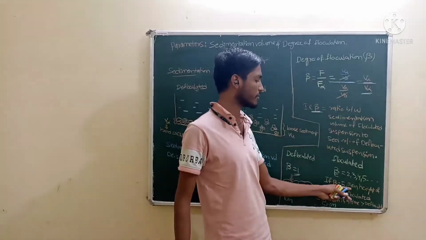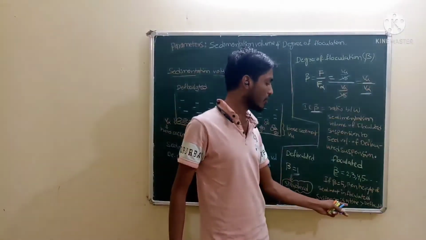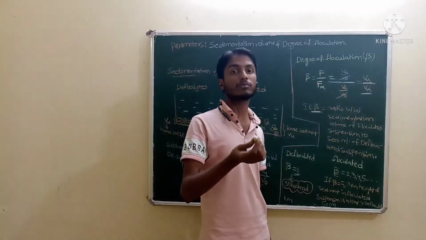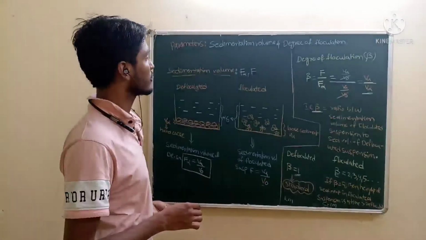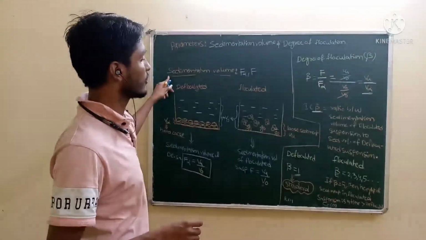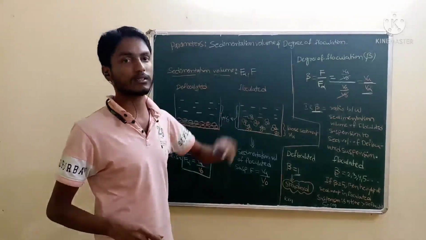Beta is equal to 5, for example, indicating the height of sediment in the flocculated suspension is 5 times more than the deflocculated suspension. Then you can call this the degree of flocculation. Sedimentation volume F, and Fα, for degree of flocculation with beta.